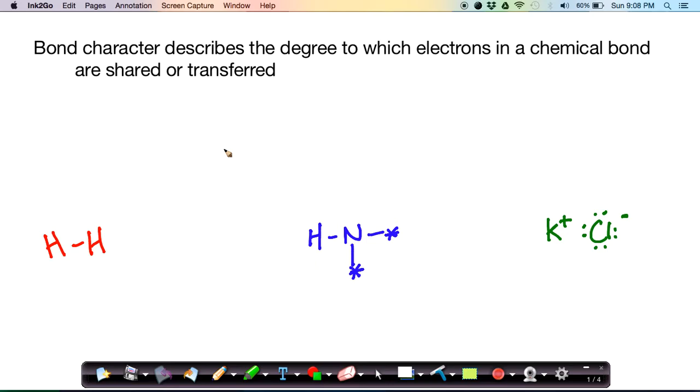There aren't really any covalent or ionic bonds per se. These are all just electrostatic interactions between positive and negative charges. So we need some way to quantify how electrons in a chemical bond are shared. And generally, this is done by looking at the electronegativity difference between two bonded atoms. So bond character can be surmised from the electronegativity difference between two bonded atoms.